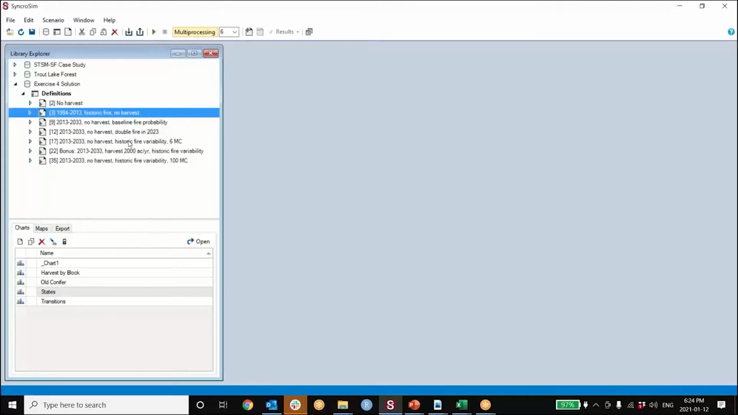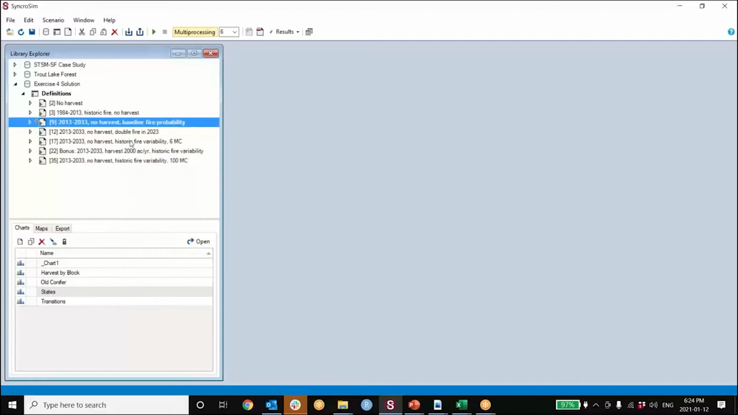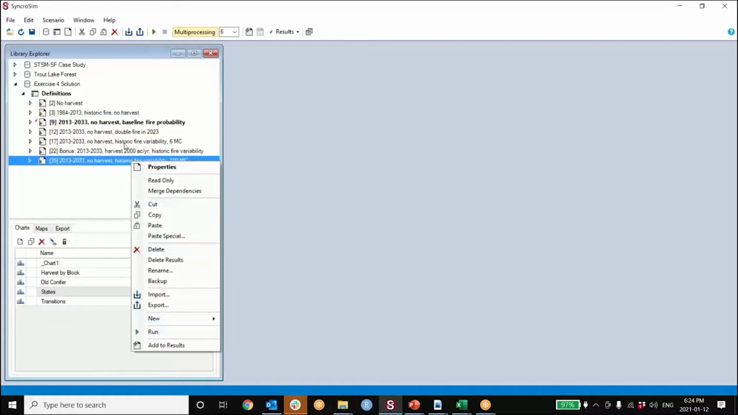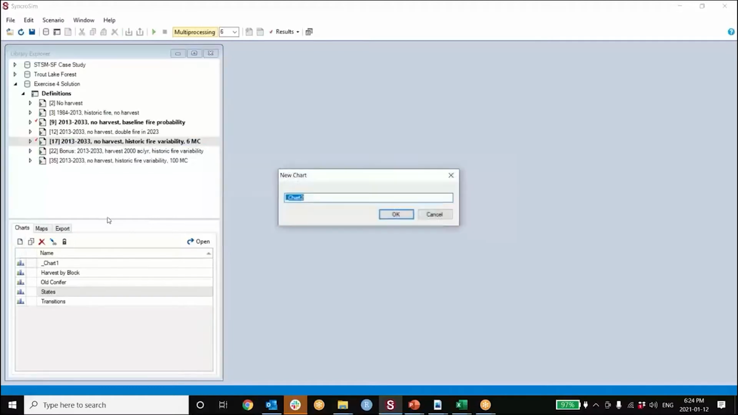So let's look again at the baseline fire probability with no variability, add that to results. And I will also look at the 100 Monte Carlo. Well, actually, let's look at the 6, the one you guys probably would have had. So this is just comparing the two with the extra variability. What's the difference in old conifer?